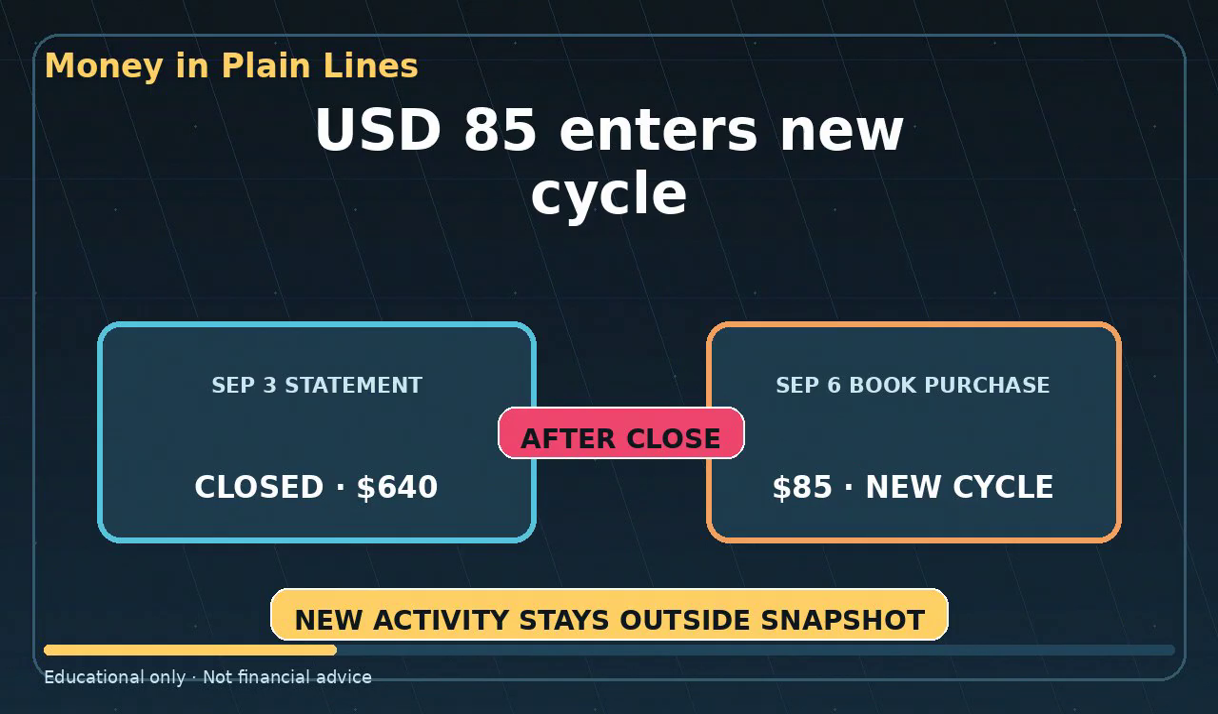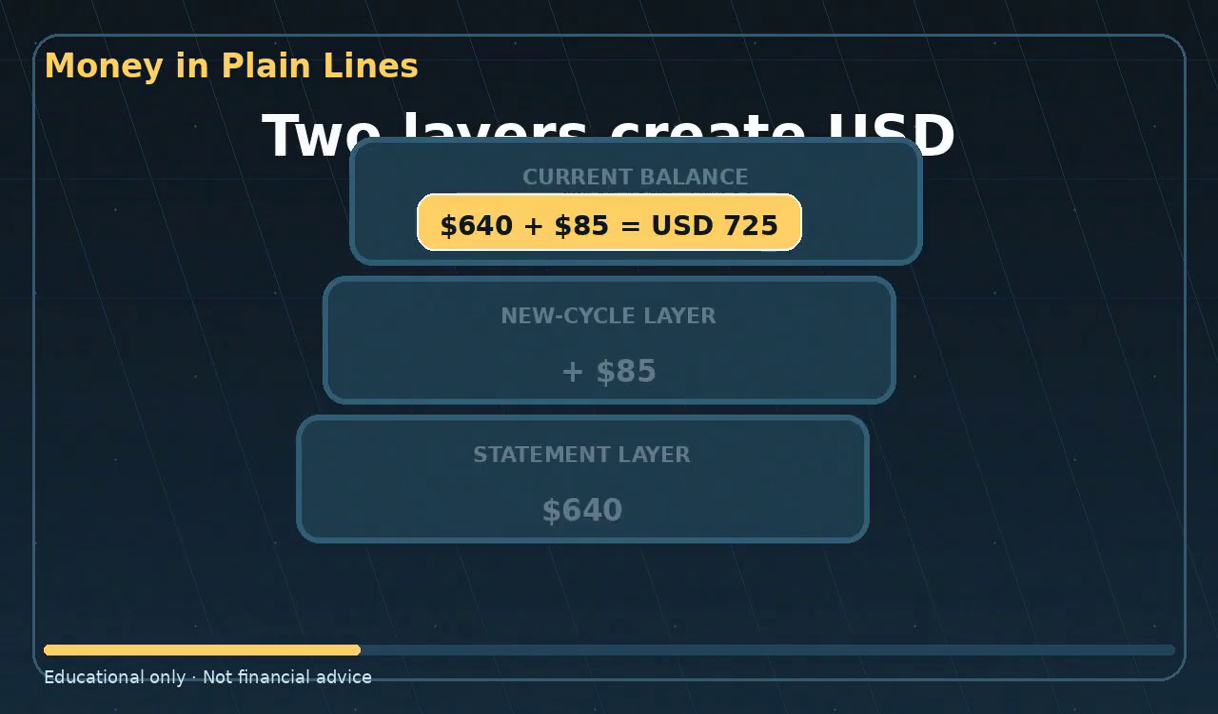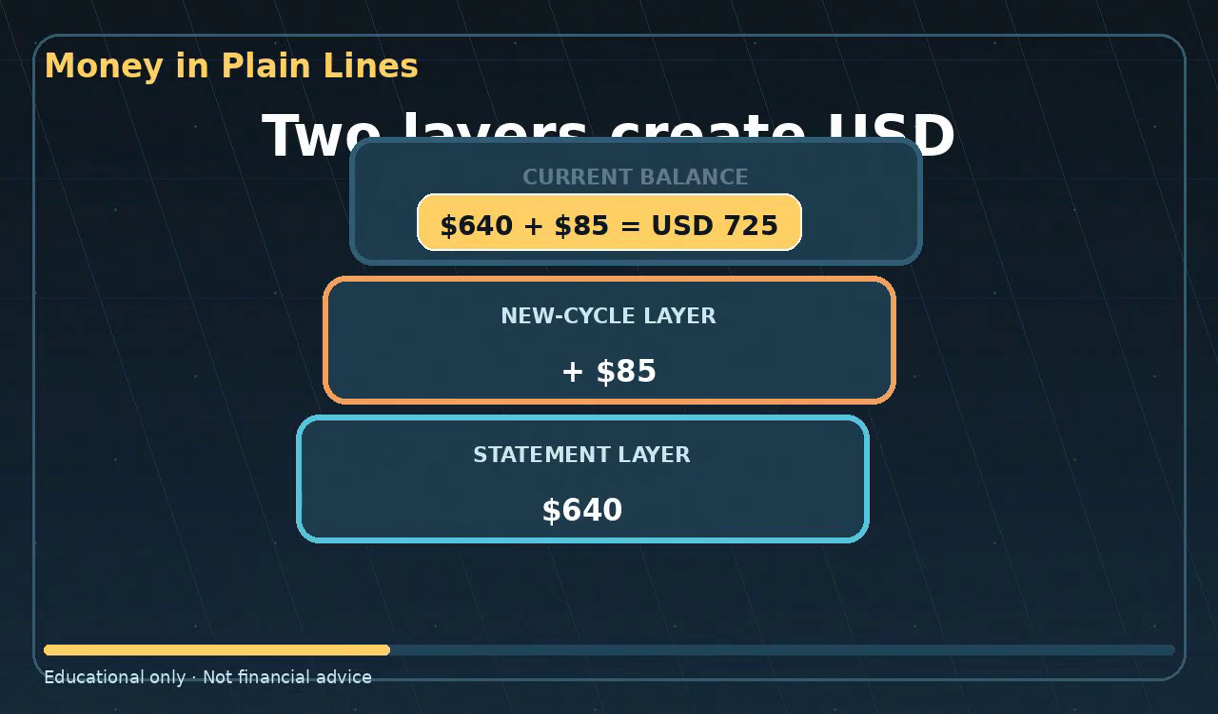The layered balance scene shows the arithmetic. The first layer is the $640 statement balance. The second layer is $85 of post-close activity. Together they make a $725 current balance on September 6th in this deliberately simplified example. The equation is $640 plus $85 equals $725. That makes the two balances easy to compare.